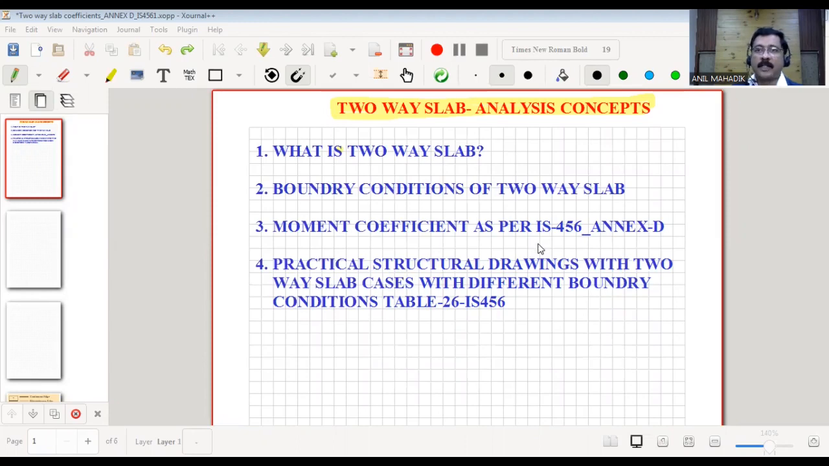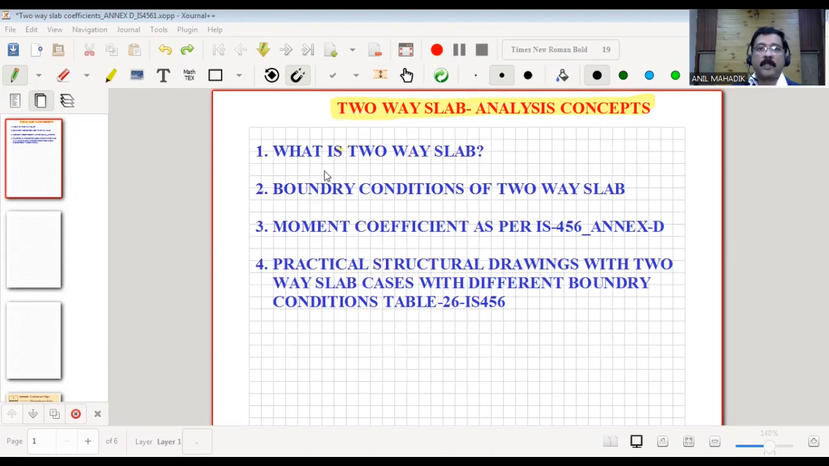So all of you know that in structural engineering, there are a lot of things we need to learn. That means analysis, design, drawings, and site-related issues. So to start with, I will explain about the two-way slab concepts regarding the analysis, theoretically, then with respect to IS code, and then we will discuss the practical drawing study also.